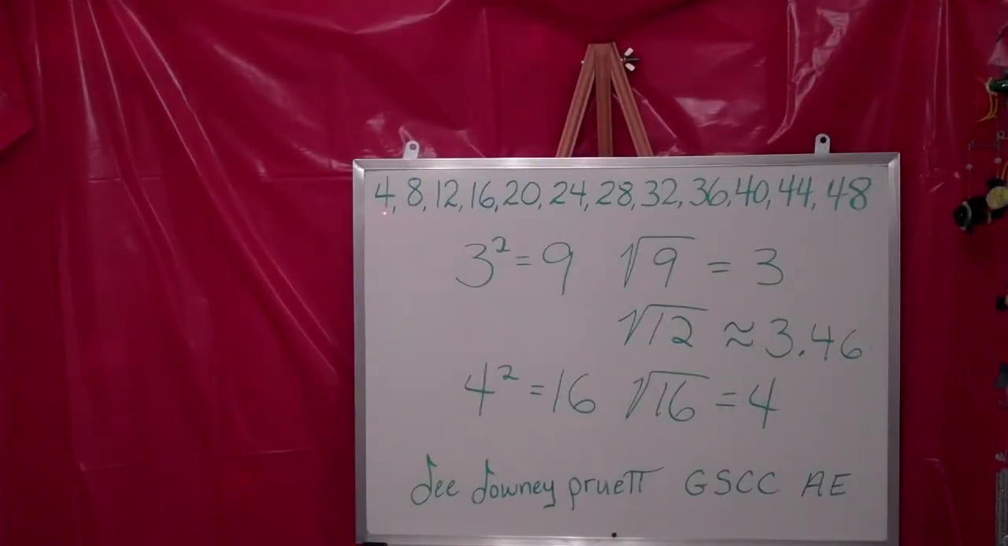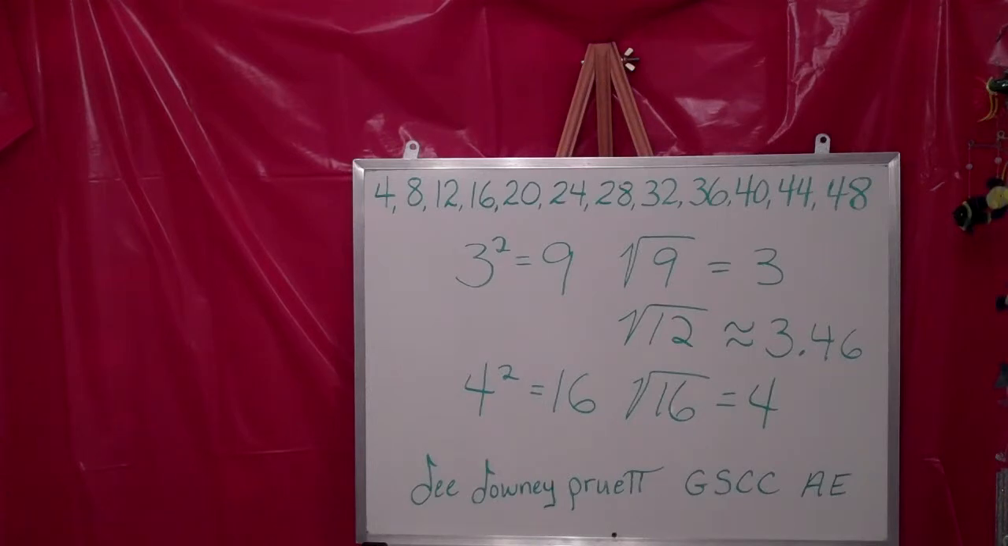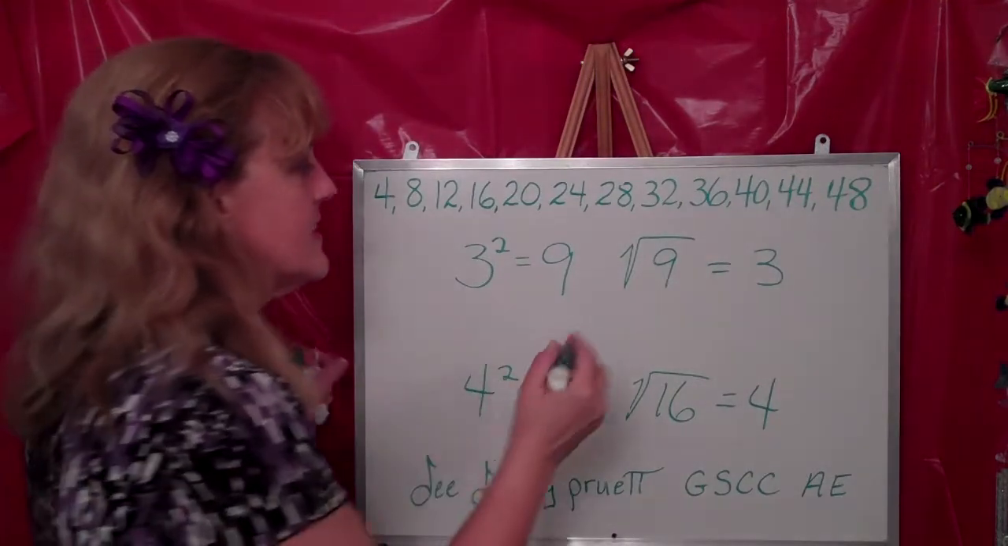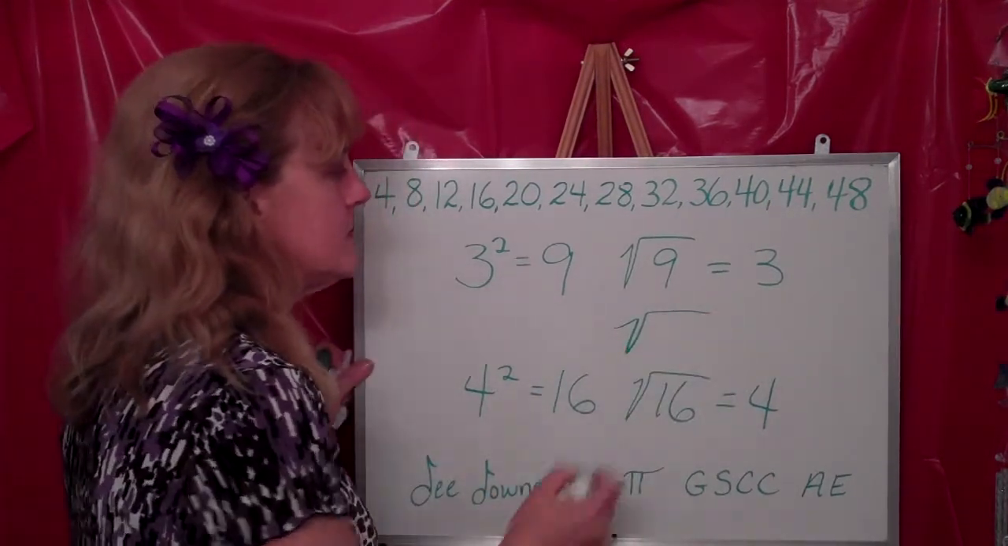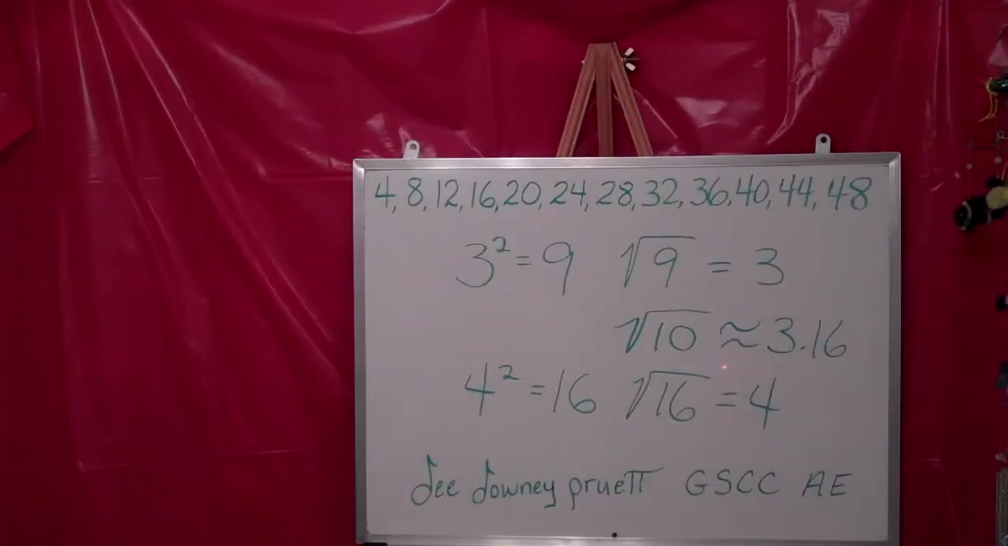Reviewing multiples of 4: 4, 8, 12, 16, 20, 24, 28, 32, 36, 40, 44, 48. And 3 squared is equal to 9. 4 squared is equal to 16. The square root of 9 is equal to 3. The square root of 16 is equal to 4. The square root of any number between 9 and 16 would be between the numbers 3 and 4. What is the square root of 10? The square root of 10 is approximately 3.16. It would be between the whole numbers 3 and 4.